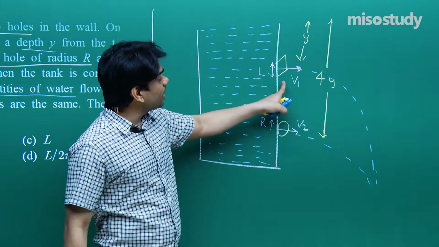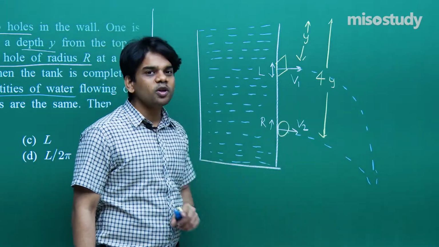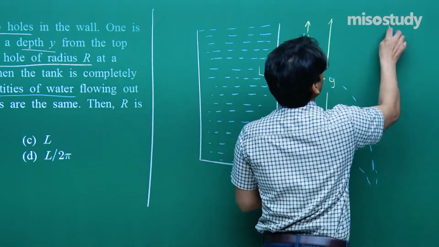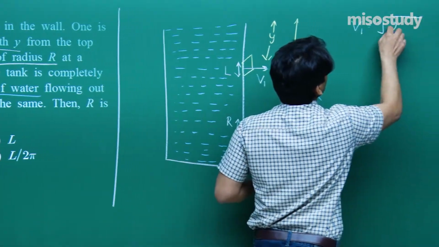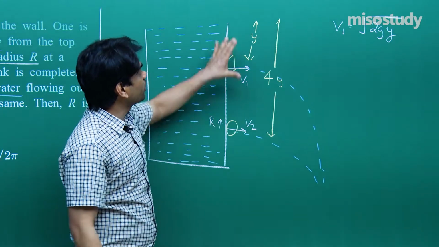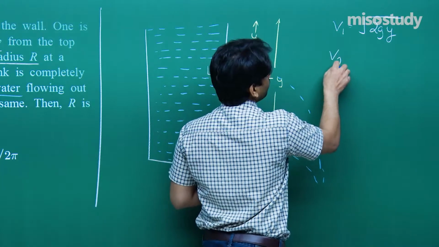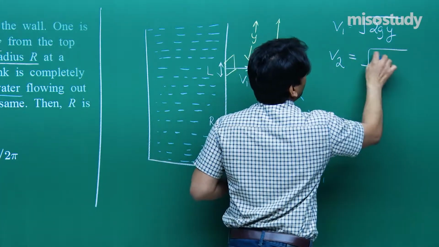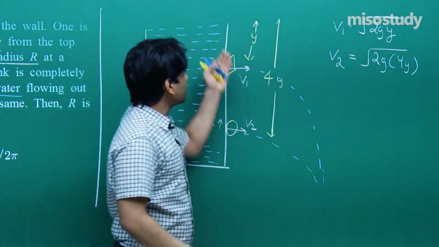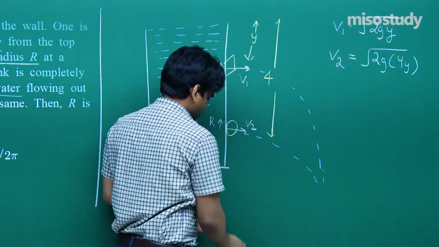First of all, you see I have made here V1 as the velocity, the efflux speed coming out from this hole. V2 is the speed of efflux coming out from this hole. We all know that V1 will be equal to under root 2gy, because under root 2gh is the formula for velocity of efflux. This is y, so we have to use under root 2gy. V2 will be equal to under root 2g into 4y, because this height is 4y, so we have to take this as 4y.